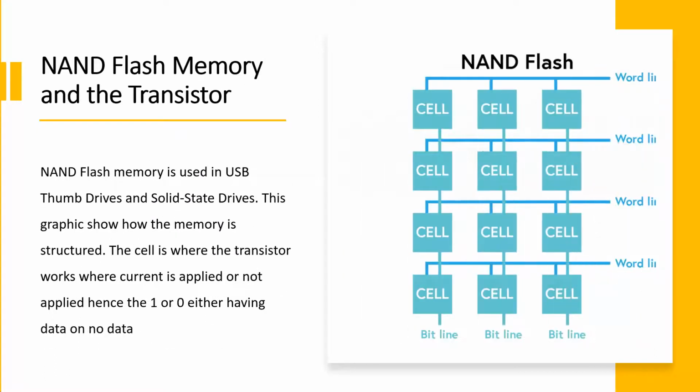NAND flash memory is used in USB thumb drives and solid-state drives. This graphic shows how the memory is structured. The cell is where the transistor works, where current is applied or not applied, hence the 1 or 0, either having data or no data.